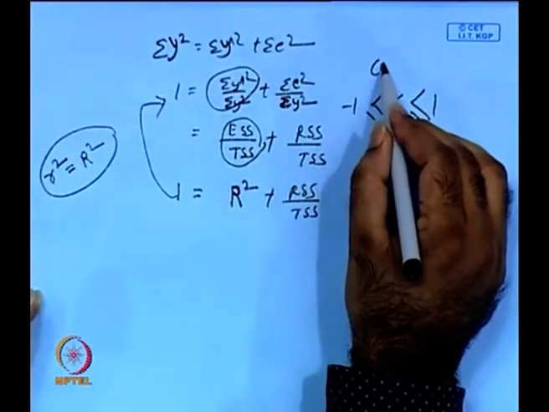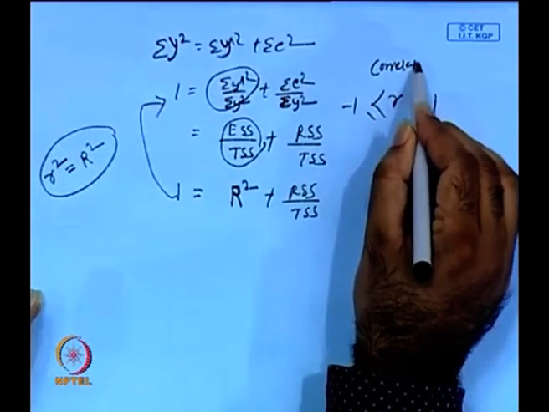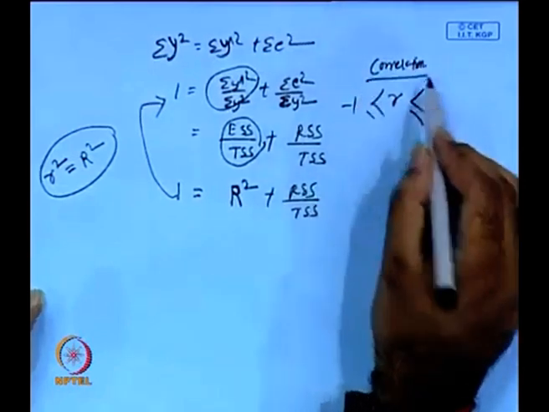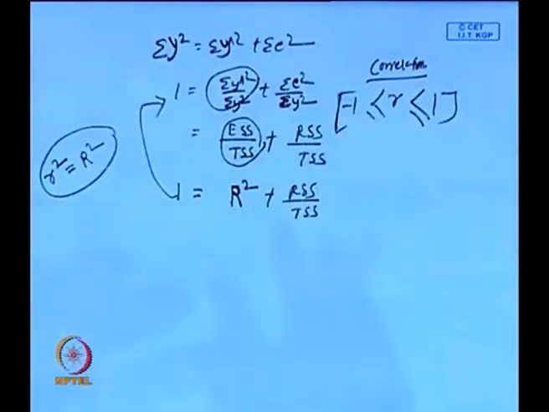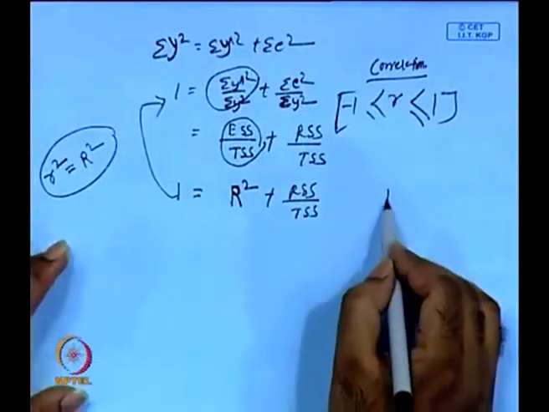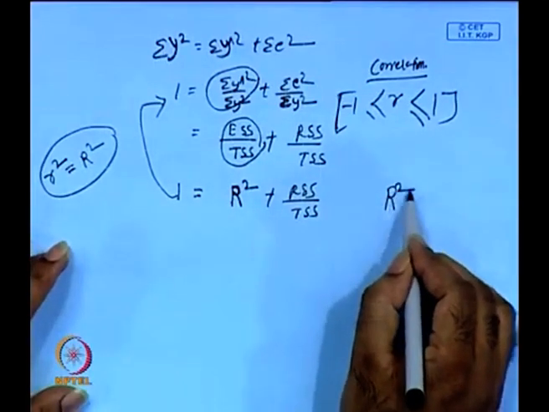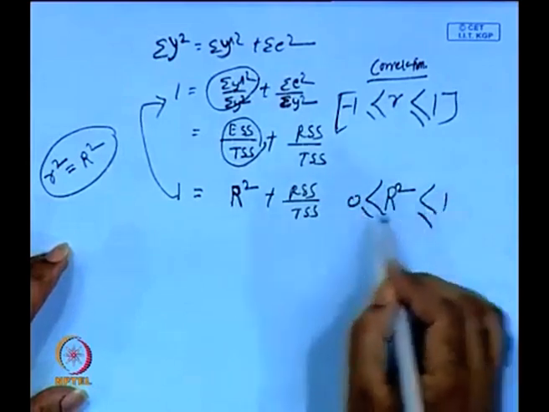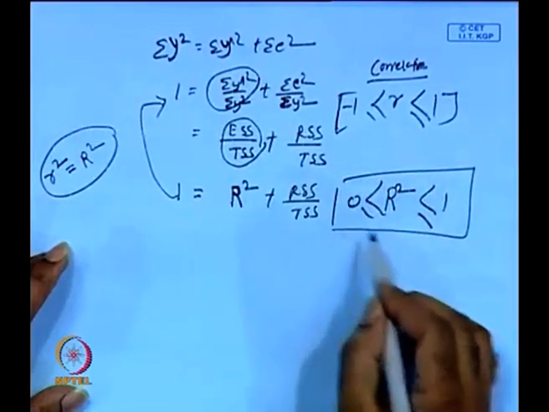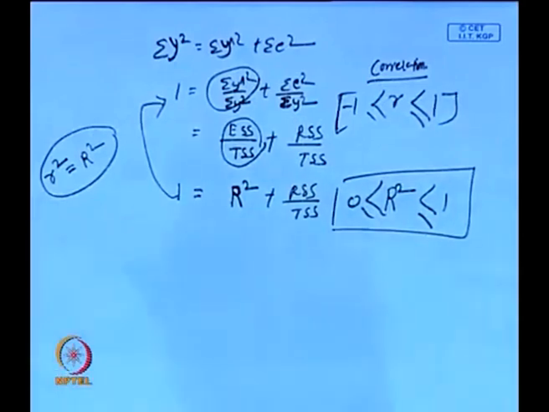This is the correlation coefficient range. All right. Now, unlike the correlation coefficient range, R square is always in between 0 and 1. This is the range of the coefficient of determination. So, what is the coefficient of determination? It is the ratio between explained sum square and total sum square.